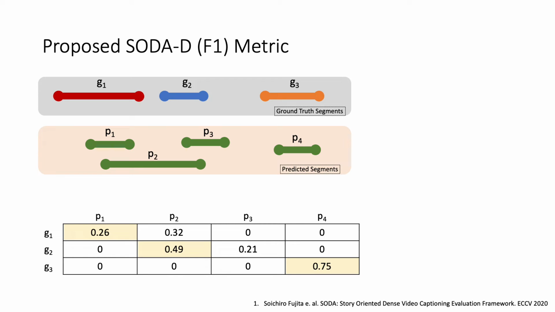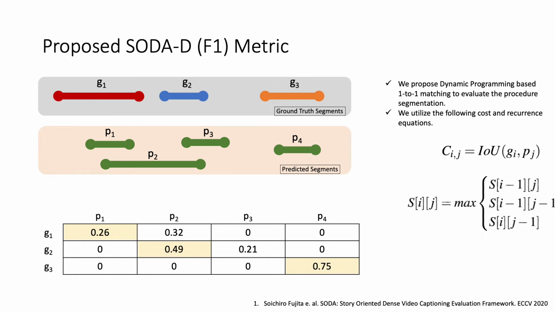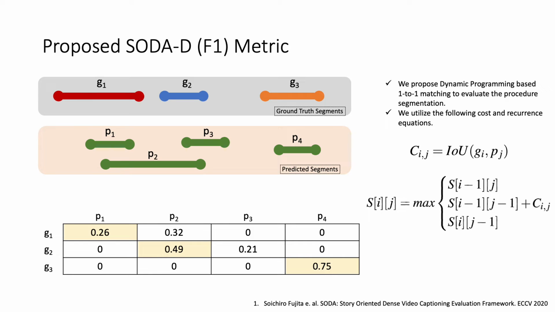To tackle the issues of these proxy metrics, we propose an exact metric to find one-to-one mapping and also consider the temporal order of segments. We are inspired by the SODA metric, which measures sequential captions considering their temporal order, and we propose the SODA-D metric with a modified cost metric and a recurrence equation as shown. Our proposed metric finds one-to-one mapping and computes the optimal mean IOU for procedure segmentation.